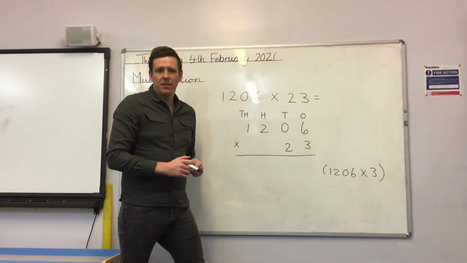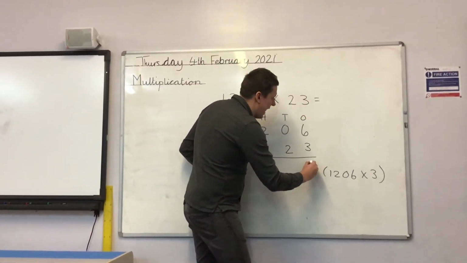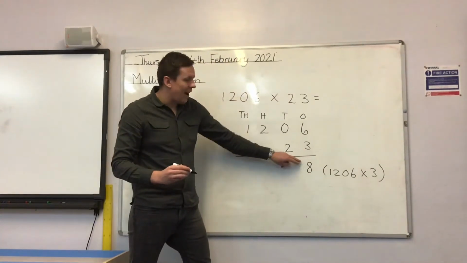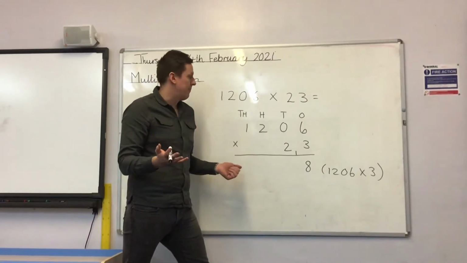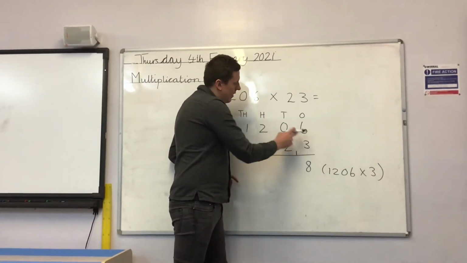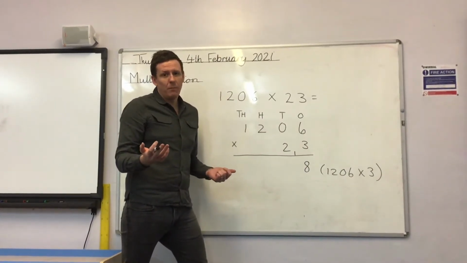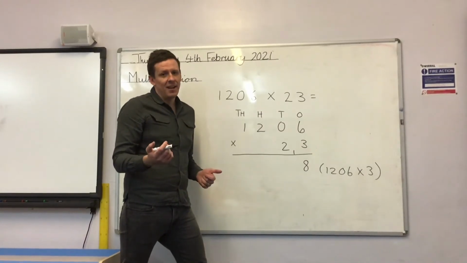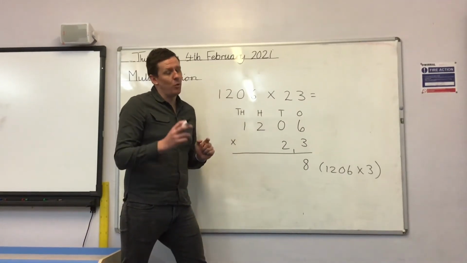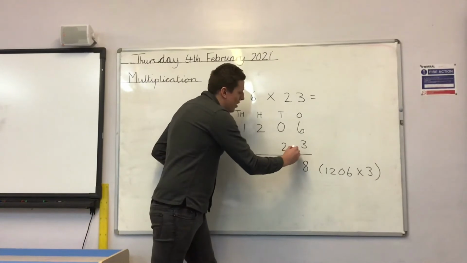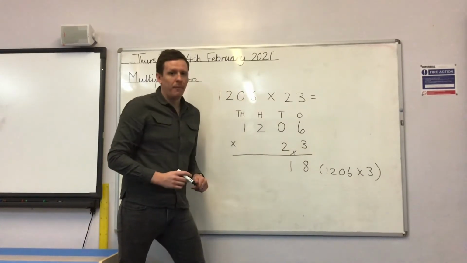3 times 6, Year 5? Absolutely right, 18. So I'm going to put the 8 in my ones column, and I'm going to carry the 1 from 18 over into my tens column, because it obviously represents 10. Then I'm going to do 3 times 0 in the tens column. Now remember, Year 5, when we multiply by 0, doesn't matter what the number is, the answer is always 0. But what you mustn't forget to do, Mr Worthington would never forget, is to add on the 1 that you've carried from before. So 0 add 1 is 1.